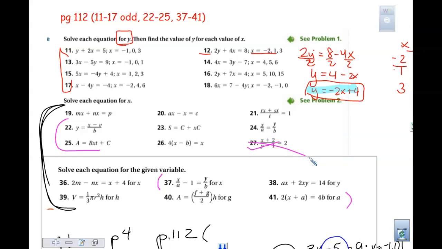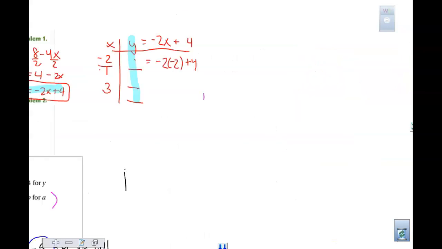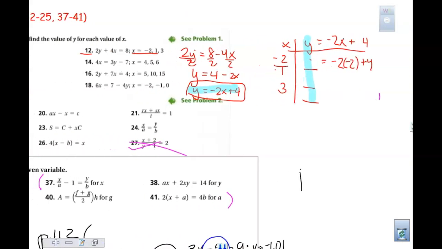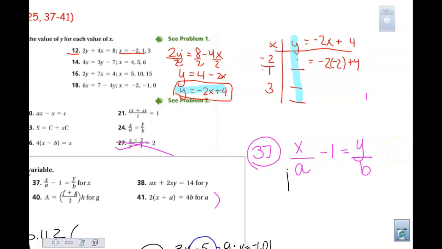For 37, I'm going to do the work over here to the side. So if you want to leave some space or go to the back, or if you want to do it right below 13 and 15, I don't care. But write down number 37. We're going to do this one together, and then I'm going to let you guys work, and I can walk around and help you as much as possible. X divided by a minus 1 equals y divided by b, and we are asked to solve for x.